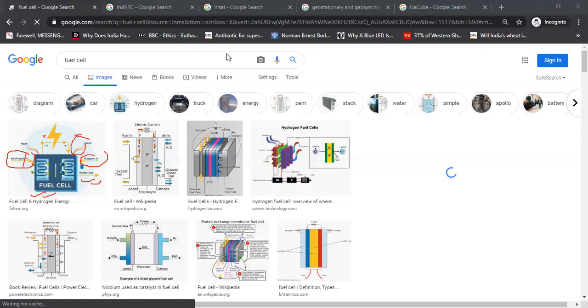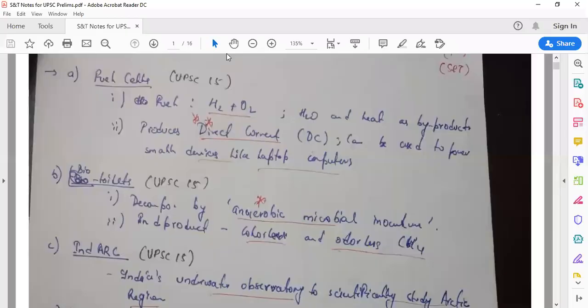Now they have asked about biotoilets. I have also discussed biotoilets in environment session 1, environment notes for UPSC Prelims session 1. Why did we do that? Because it's very difficult to generalize certain things. Biotoilets can be kept in the environment topic, and they can also be kept in S&T topics.